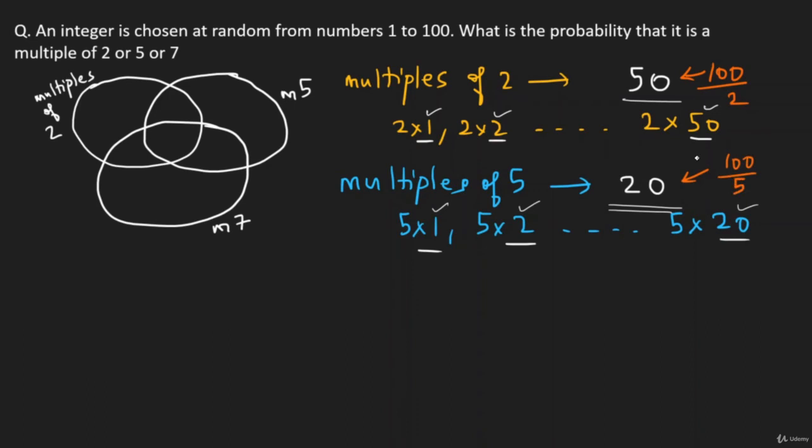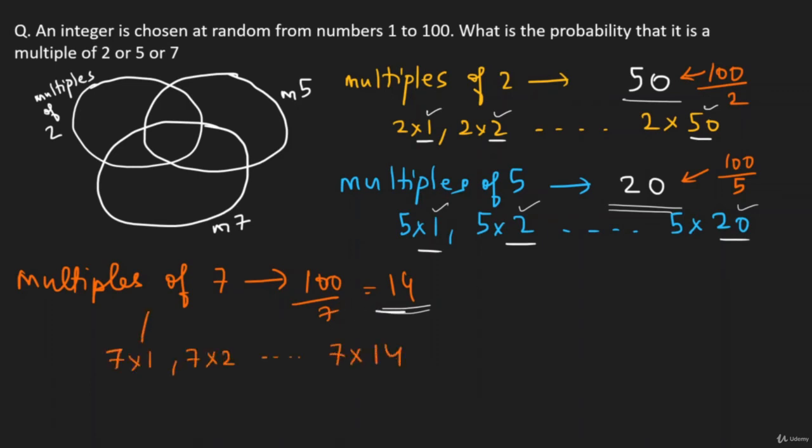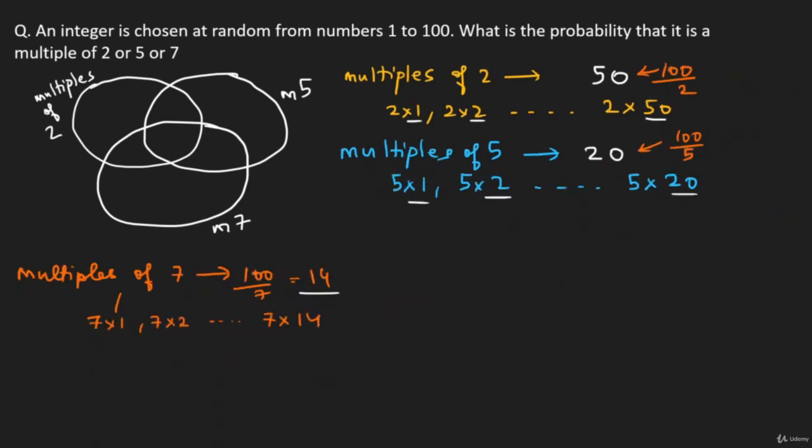Alright, let's move on to multiples of 7. So how many multiples of 7 are there? That's 100 by 7, which is equal to 14 if you leave out the remainder, right? And we can also do it as 7 into 1, 7 into 2, etc. up to 7 into 14, right? Because 7 into 14 gives you 98. Now that's the same 14 that we've got over here. So there are 14 multiples of 7 up to 100. All right, let's keep this aside.